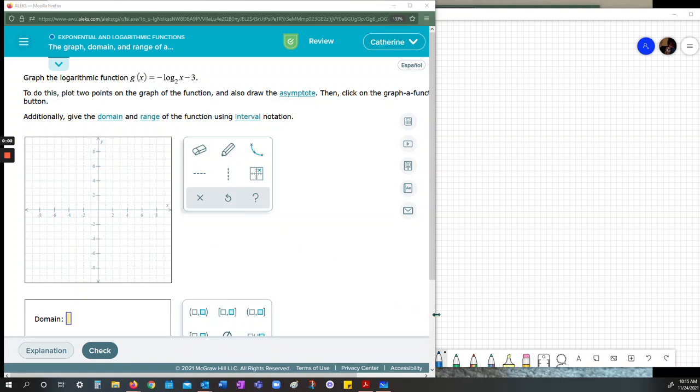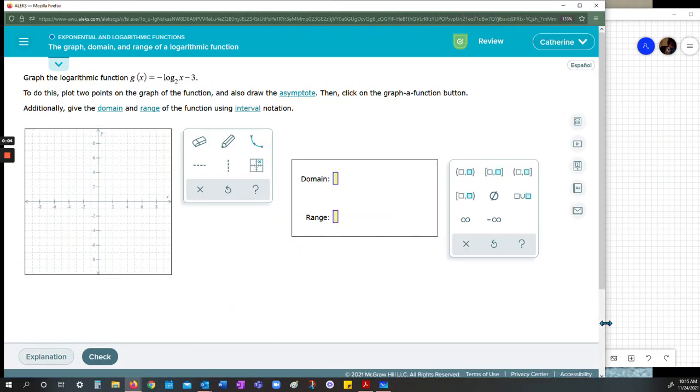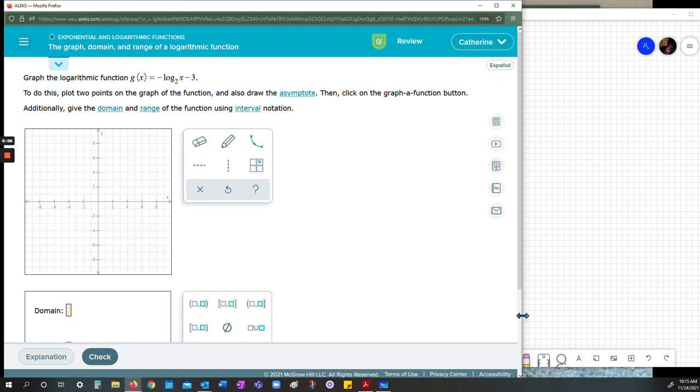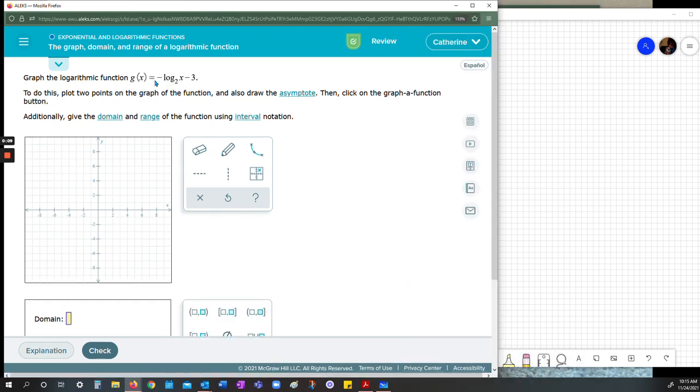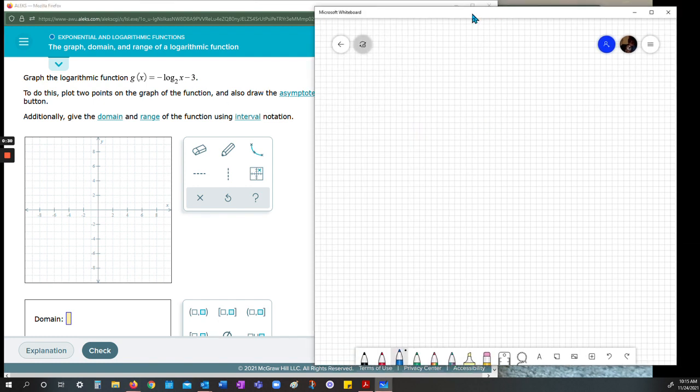This is the graph, domain and range of a logarithmic function. So we've got g of x equals negative log base 2 of x minus 3. The way I approach these is I think about what would be the parent function, figure out what that graph would look like, and then apply the transformations. So for this particular function, our parent would be y equals log base 2 of x.